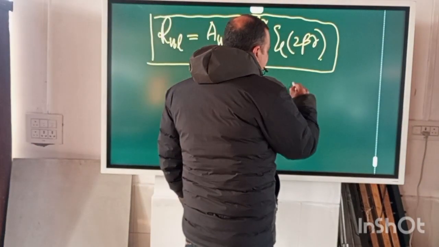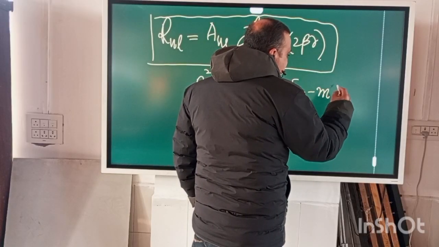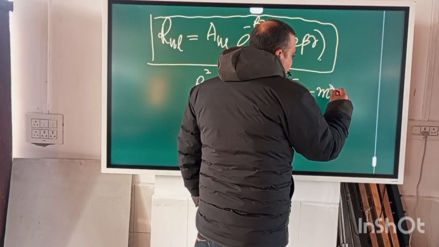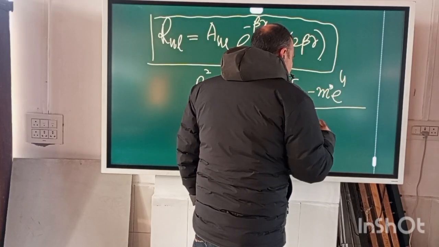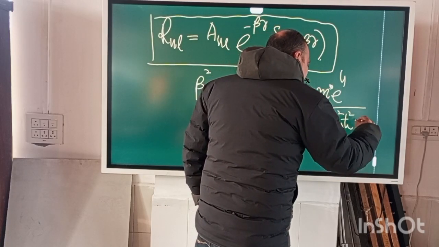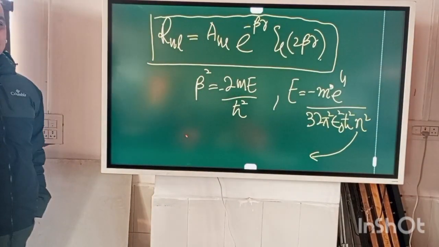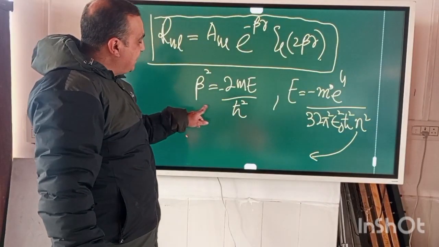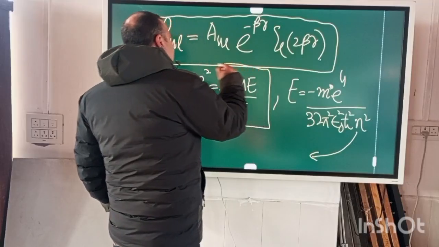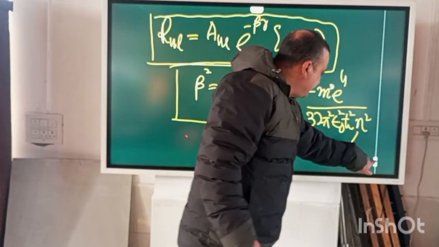This E, as calculated, its value is minus m e to the power of 4 divided by 32 pi square epsilon naught square h bar square n square. And this n is called the principal quantum number. Now, if I use this E back in my equation, beta square equal to minus 2mE by h bar square, what will I get?